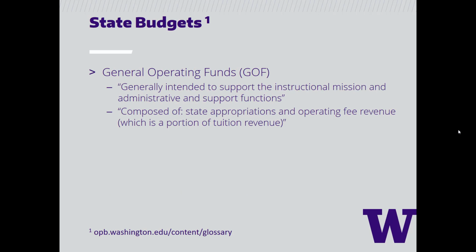State budgets can be divided into 2 main funding sources, the first of which is General Operating Funds, or GOF. These funds are generally intended to support the instructional mission and administrative and support functions of the university. And these funds are primarily composed of state appropriations and the operating fee revenue, which is a portion of the tuition revenue of the campus.